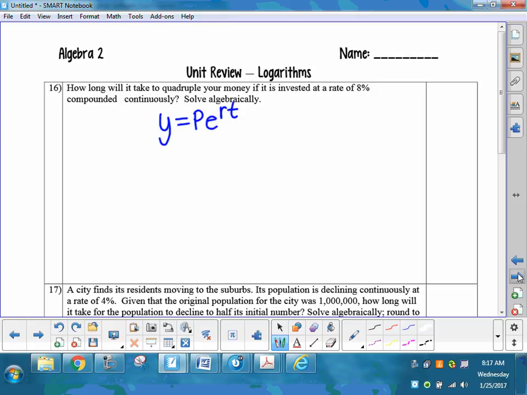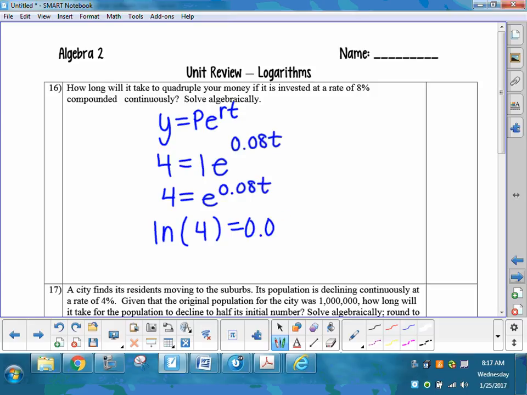4. So how about we do 4 equals 1 e to the rate, which is what? 0.08 t. Is it okay if you say P equals PERT? You could, and then you divide both sides by P, and you'd be left with just 4. Same thing here. This is going to leave me with 4 equals e to the 0.08 t power. I go through now, log this, so natural log of 4 is going to be equal to 0.08 t. Divide both sides by 0.08. What is that going to come out to give me?